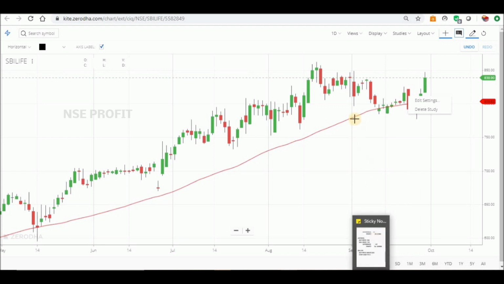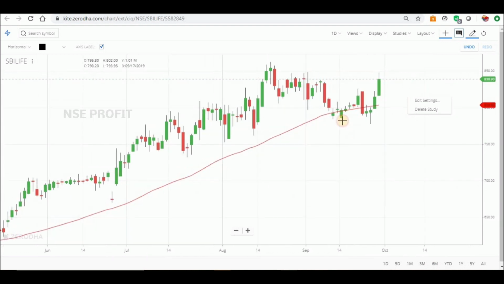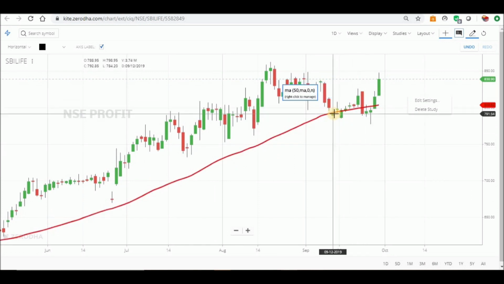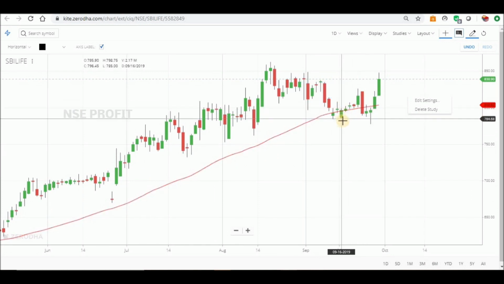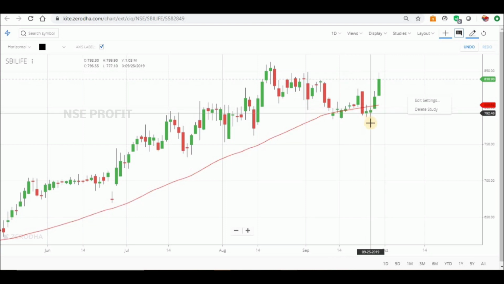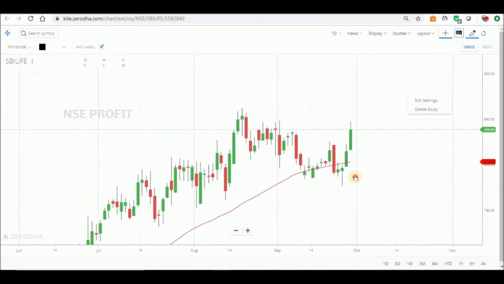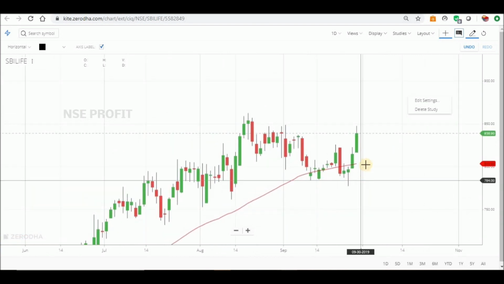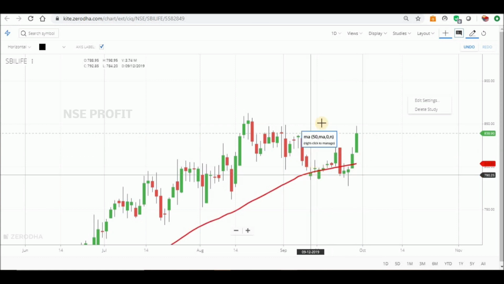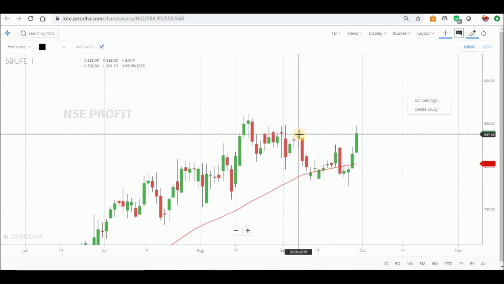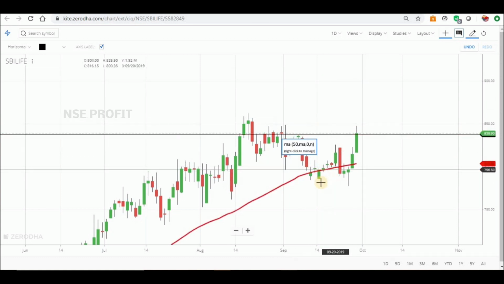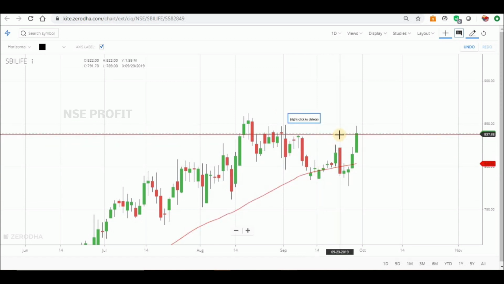The third rule is it must pierce, or touch, or go below the moving average line. It has touched here, and it has also pierced here. It has also gone below the moving average line. So any of the three can be considered. After it touched here, this is the nearest swing high point, and we are buying above this point. In fact, it didn't come up to the swing high. It again took a reversal and went below the moving average line.